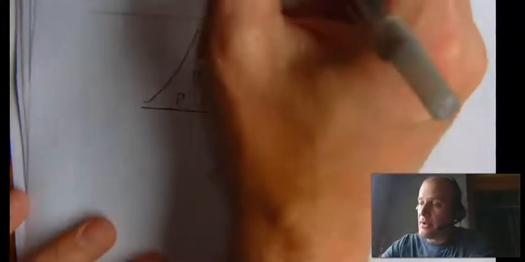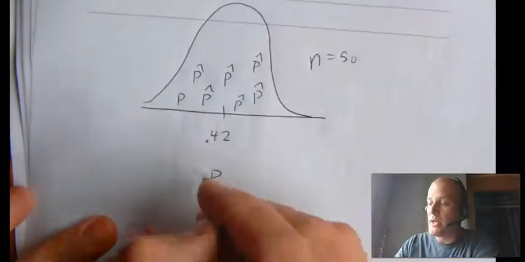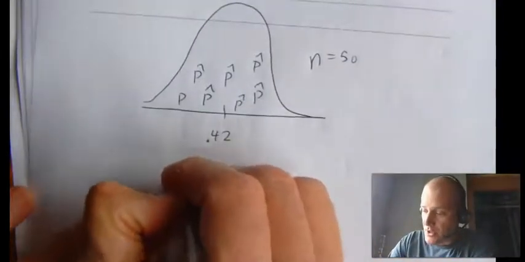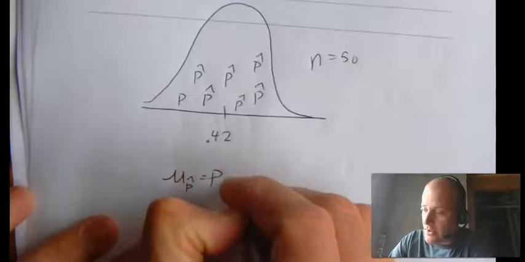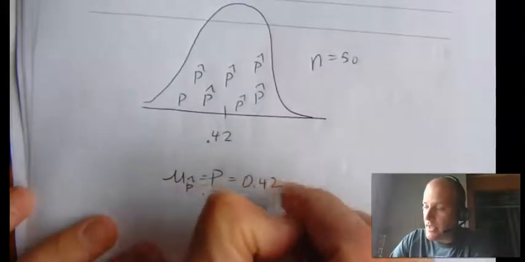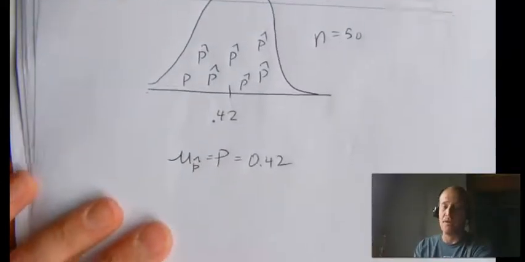When we talk about describing a distribution, we need the center, which in this case the average is going to be the proportion of the population.